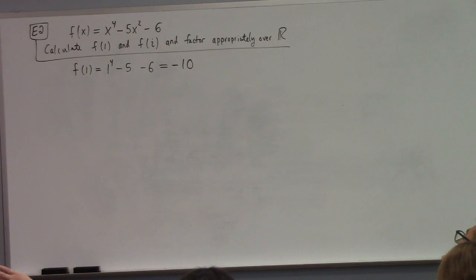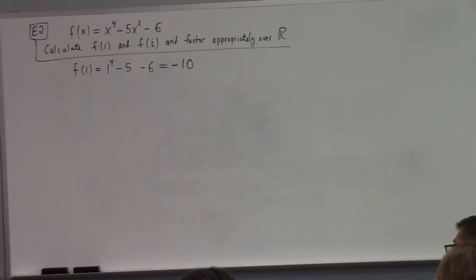So what does this mean? Whoever wrote this problem was just wasting your time, right? That doesn't help us factor at all. What does it tell you? It tells you, if you were to graph it, the point 1 comma minus 10 is on the graph, but are we graphing it? No, so who cares, right?